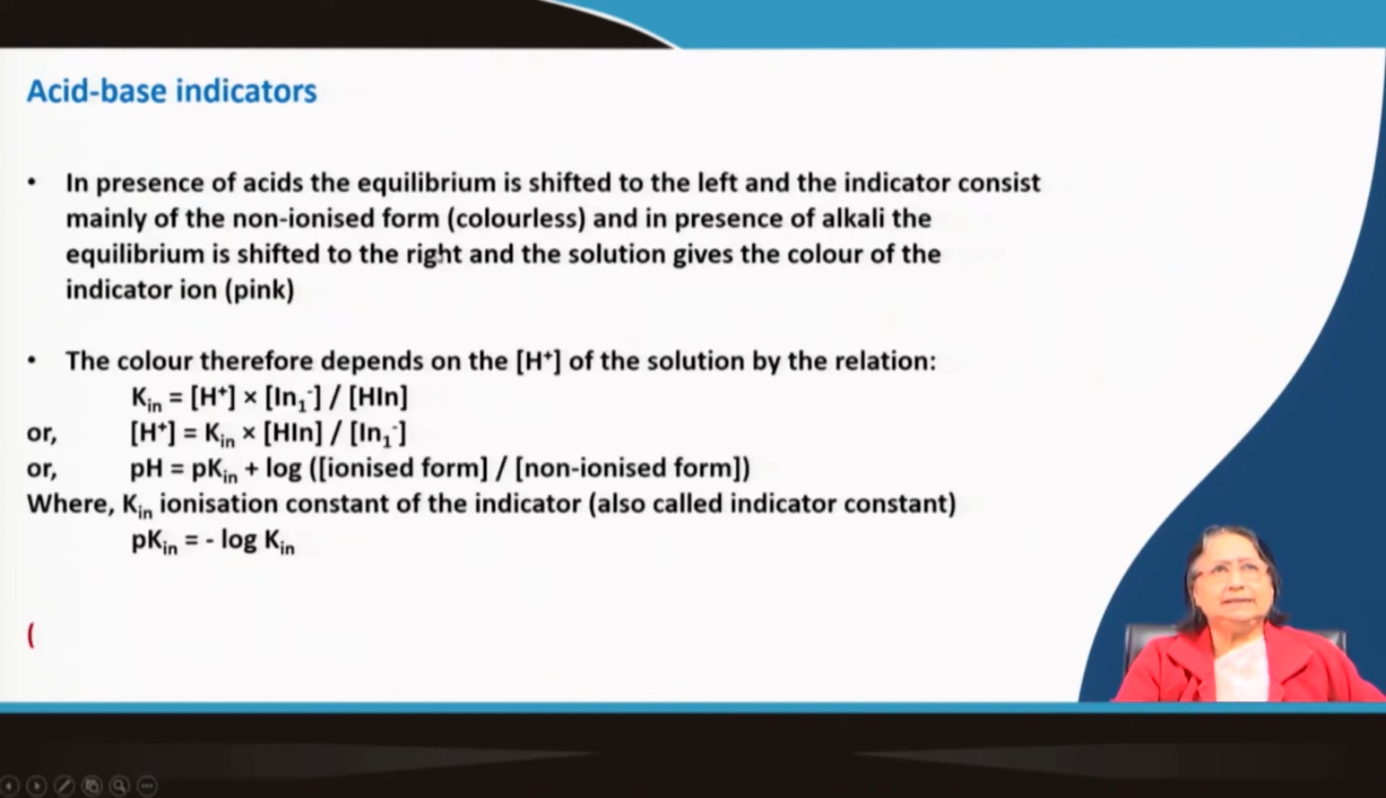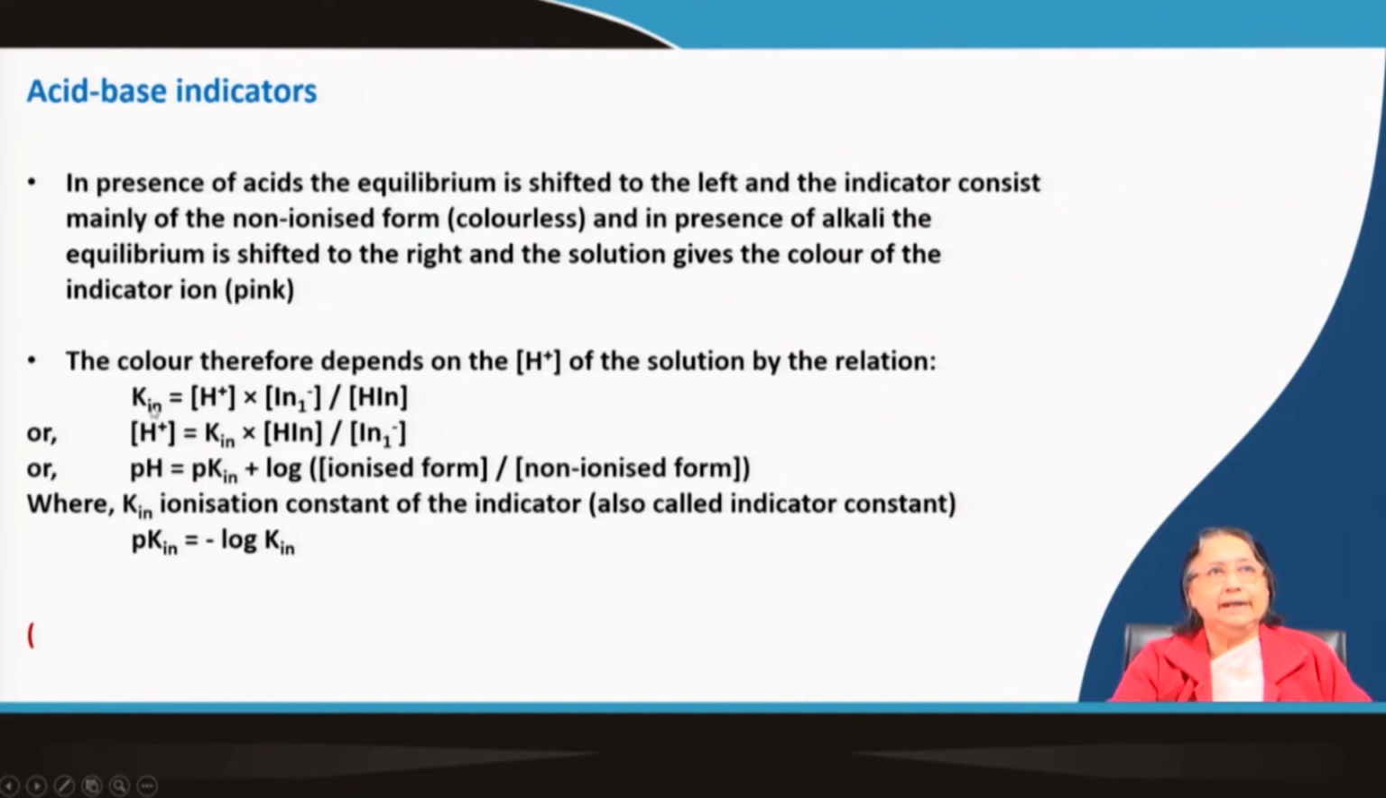In presence of acids the equilibrium is shifted to the left, and the indicator consists mainly of the non-ionized, colorless form, and in presence of alkali the equilibrium is shifted to the right, and the solution gives the color of the indicator ion, that is pink color. Now, there is something going on, it is very similar to the equilibrium of acetic acid that prevails in water medium. You will find the similarity. The color therefore depends on the H plus ion concentration of the solution by the relation.